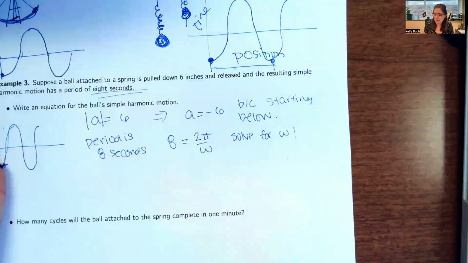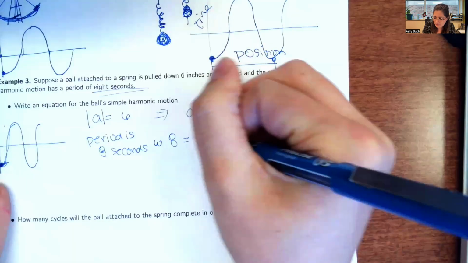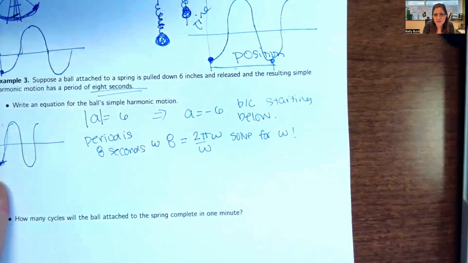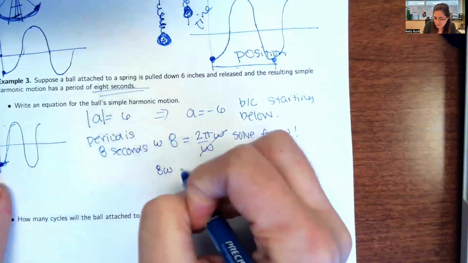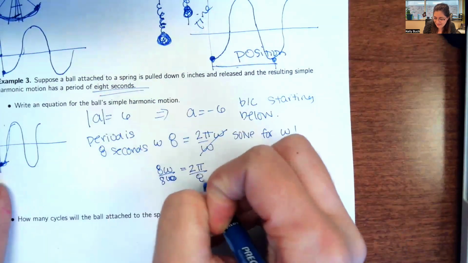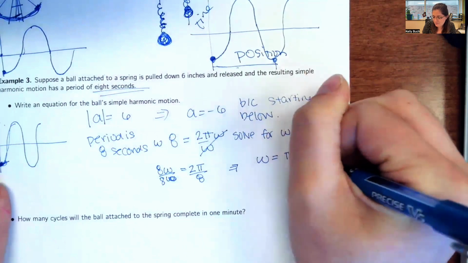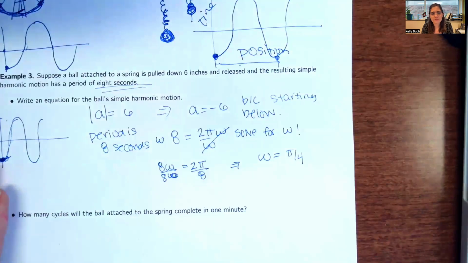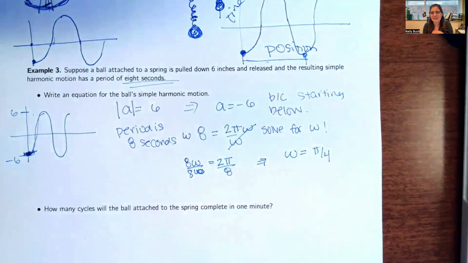How am I going to do that? I don't like that my omega is in the denominator, so I'm going to multiply omega on both sides of the equation, which is going to clear that out. That leaves me with 8 omega equals 2 pi. I'll divide by 8, and that will give me that omega is pi over 4 when that reduces. All right, so now I'm ready to write a function here. I don't have to deal with a shift because I'm really starting at neutral, so I'm not moving this up or down any.